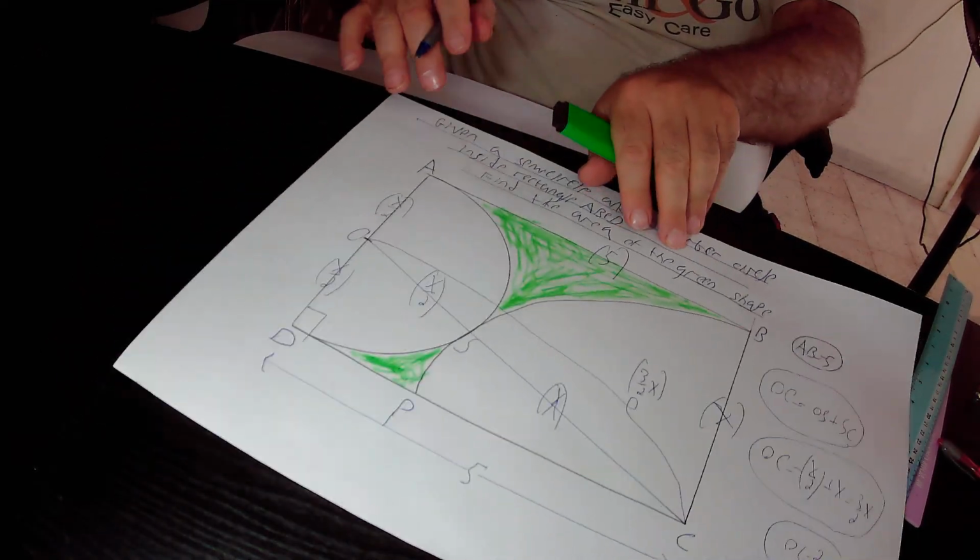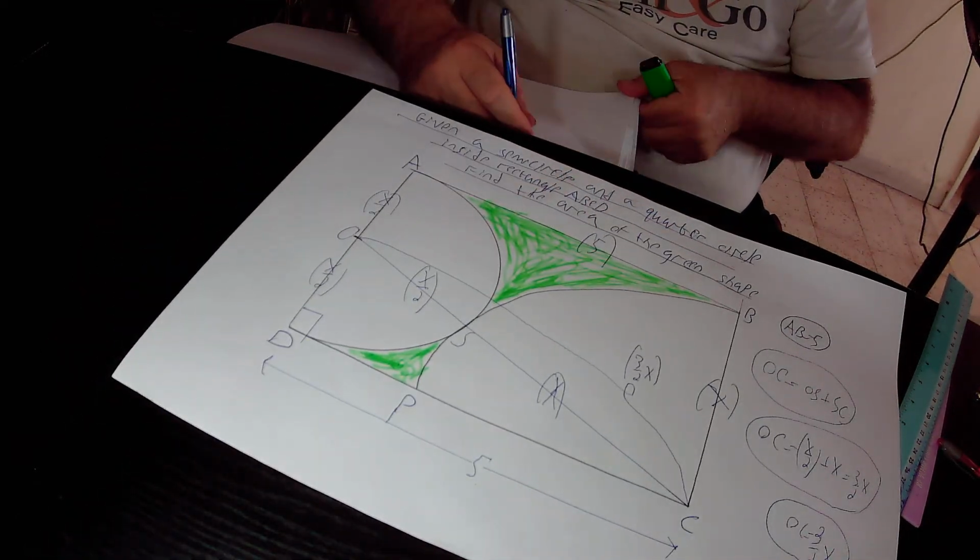Our mission is to find out the area of this green shape. So what is the area of the green shape?